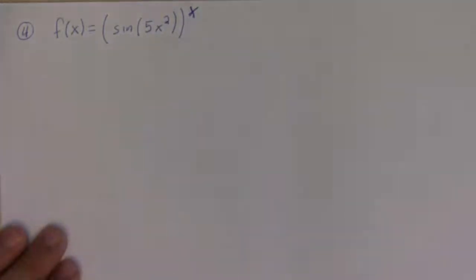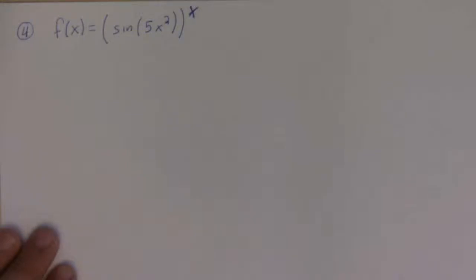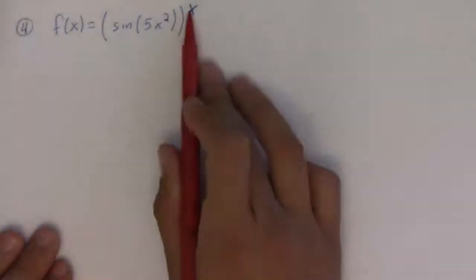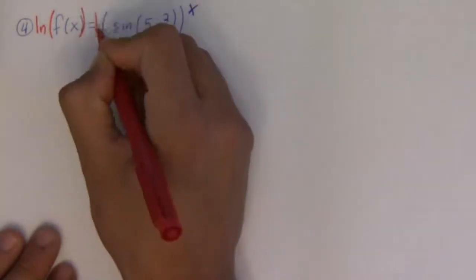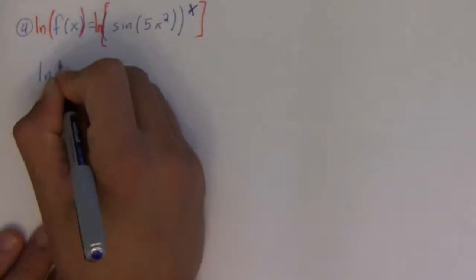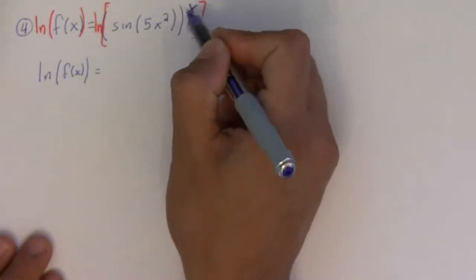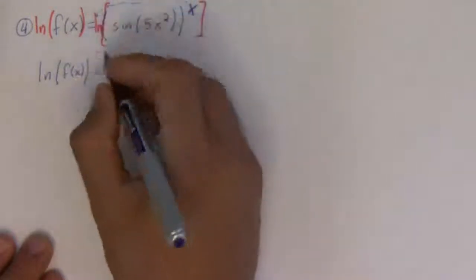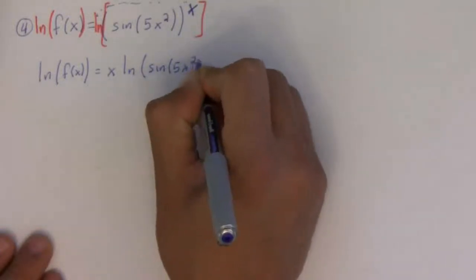And so for this, the only way that we can solve this is by using logarithmic differentiation. Okay, so remember, the idea behind it is that you use the rules of logs to bring down the exponent. So for example, here we would take the natural log of both the left side and the right side. Now when we do that, we're going to get the natural log of f of x is equal to, now we can use the third law of logarithms, which states that we can bring the power out in front, so we would have x times natural log of sine of 5x squared.